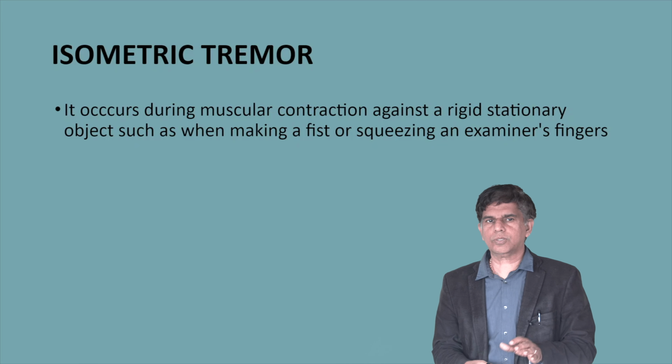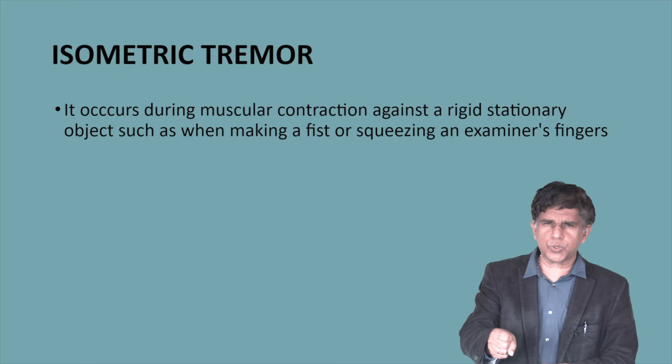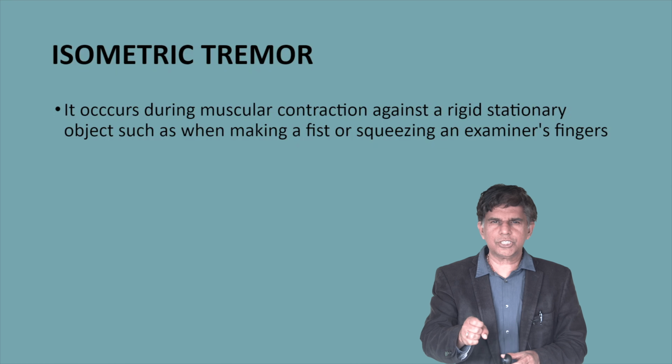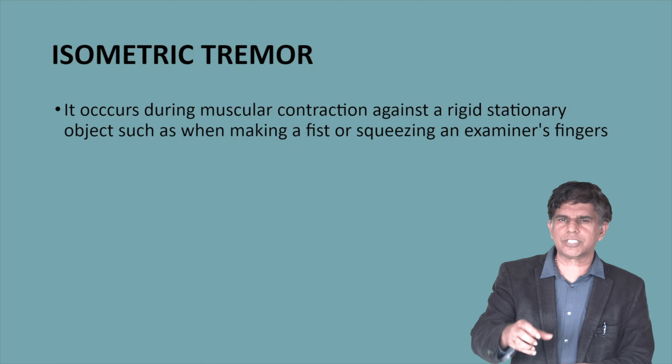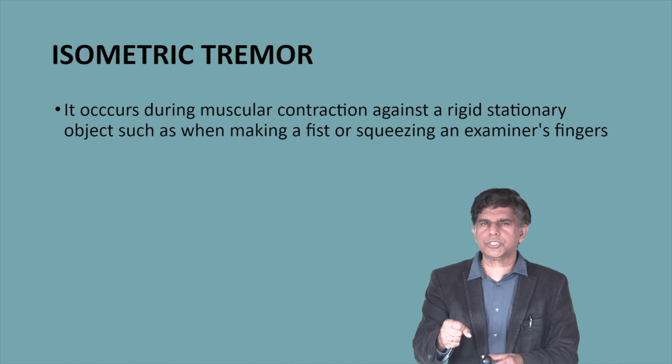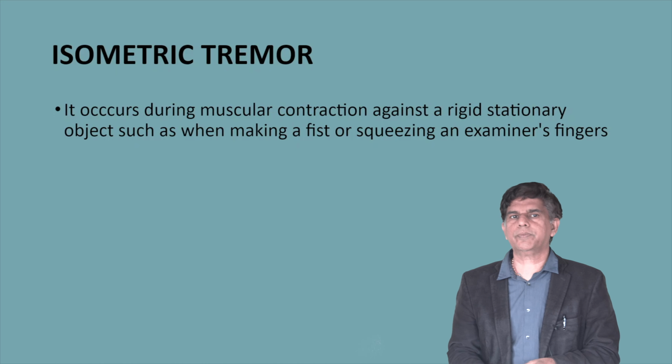Remember that point. Isometric tremor: this is when you try to squeeze something, like a rigid stationary object, or making a fist, or squeezing an examiner's fingers, and you start shaking. That's called the isometric tremor.